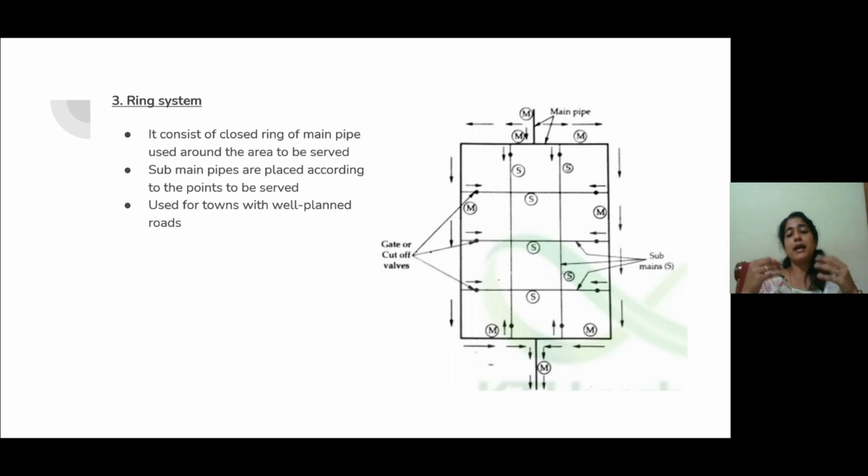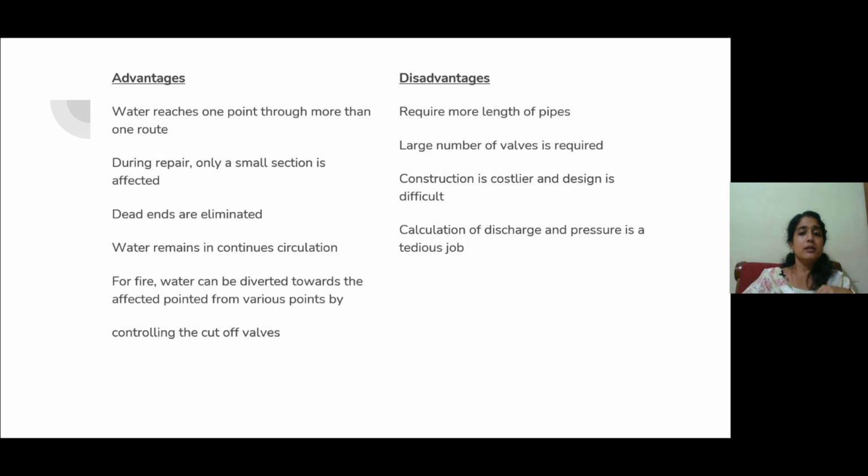From these submains, the laterals are provided, and from the laterals, the service connections are given. And the submain pipes are placed according to the points to be served. And then it is used only for towns with well-planned roads. The advantages and disadvantages are the same as those of the gridiron system.